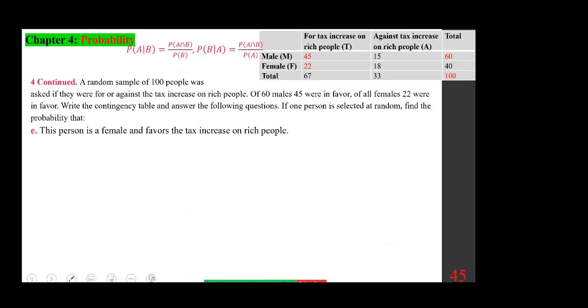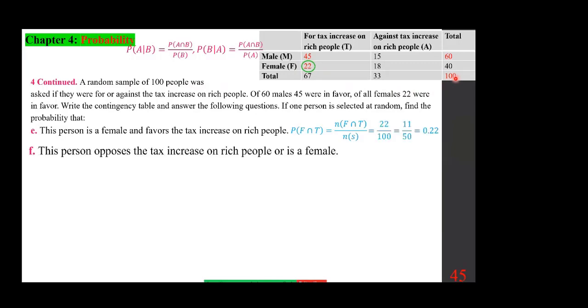We are looking at the same question. The next part is asking: this person is a female and favors the tax increase. Before we move on, it's important to know the only time your sample space is not the total of 100 is when you see given. If given is not there, you go back to this total sample space of 100. With the given, which is a condition of probability, the total sample space decreases. So this person is a female and favors the tax increase. You come up with the two groups like this: females, tax increase. The intersection is number 22, so 22 over 100.